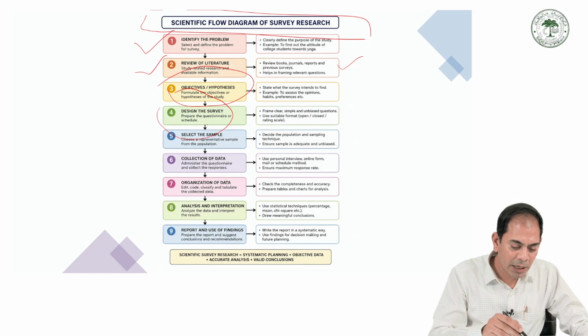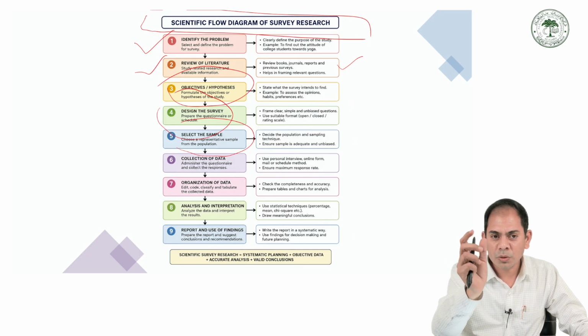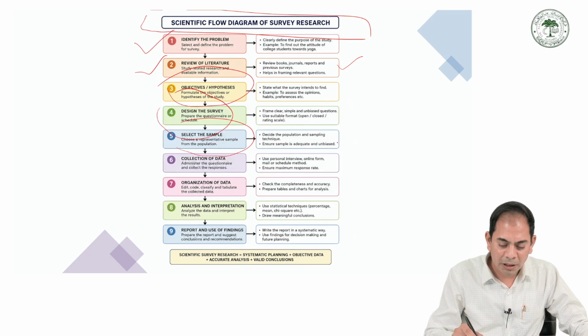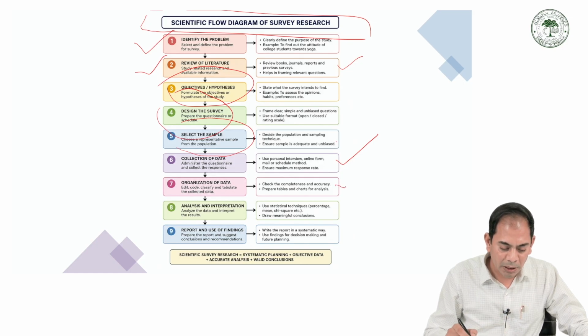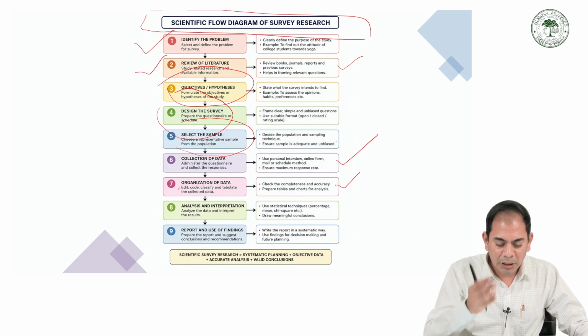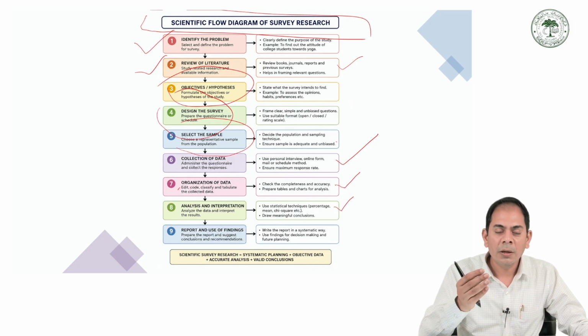Next is to select the sample, choosing a representative sample from the population. So we should select the population, and after that we use an appropriate technique of sample selection to select an appropriate sample. After this sample selection, we go for the data collection. Generally we use different types of tools to collect the data with the help of the survey. Next is the organization of data. It means edit, code, classify, and tabulate the collected data. It is important to check the completeness and accuracy of the data and prepare tables and charts for further analysis. The next process is the general use of statistical processes to analyze the recorded data.